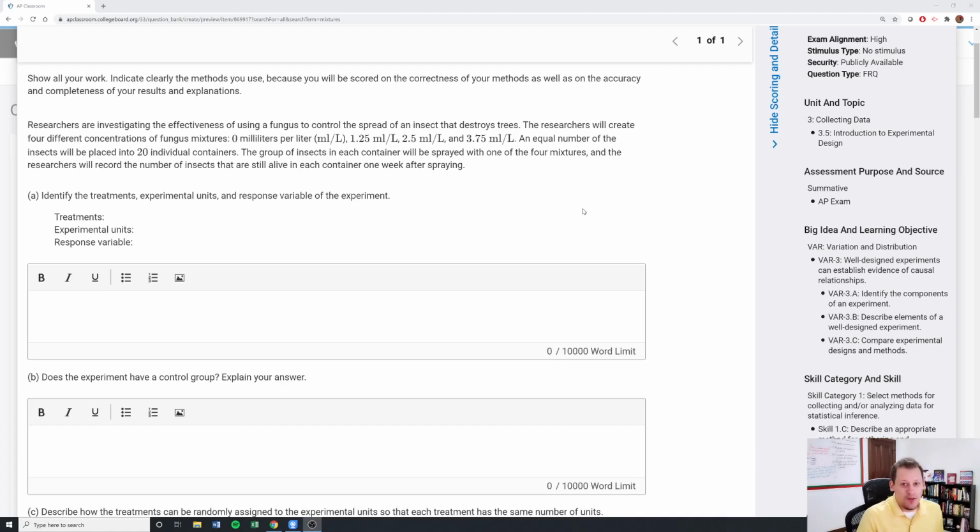Okay, so hopefully you've come up with your responses to these, so let's tackle that. Part A, we identify the treatments, the experimental units, and the response variable for the experiment. So this particular free response question does not ask you to design the experiment yourself, but you've got to know pretty much everything you would need to do that, to answer all these questions.